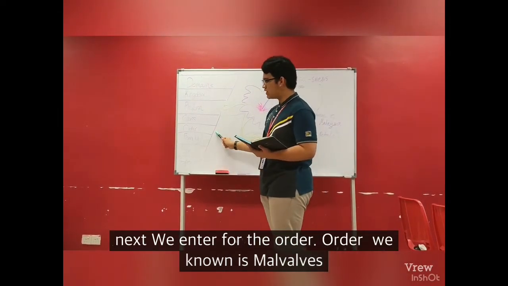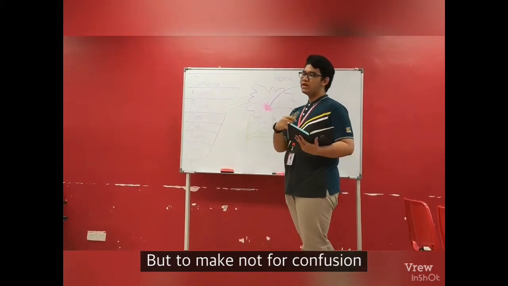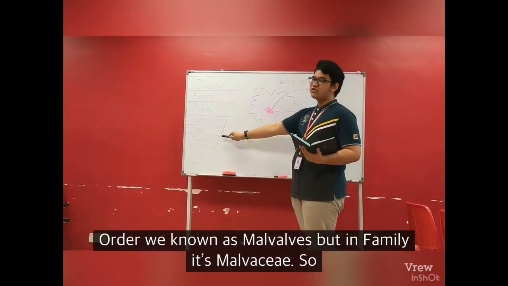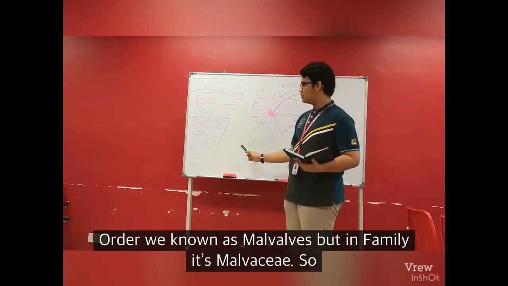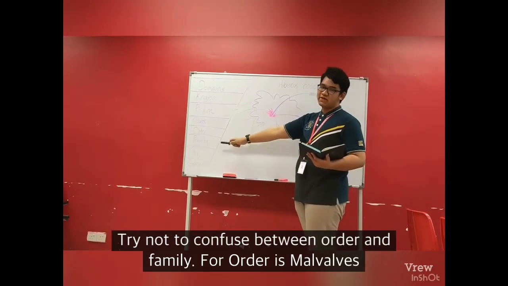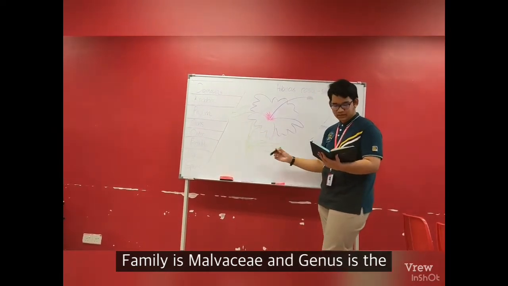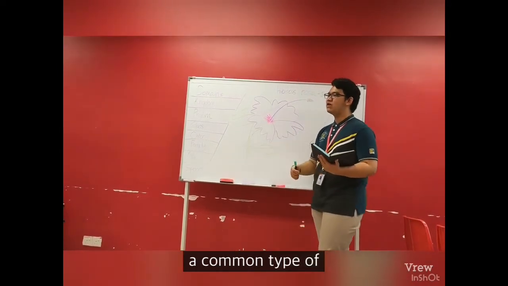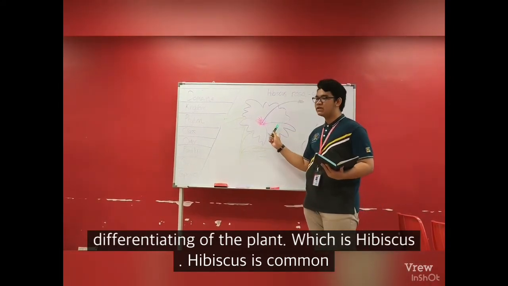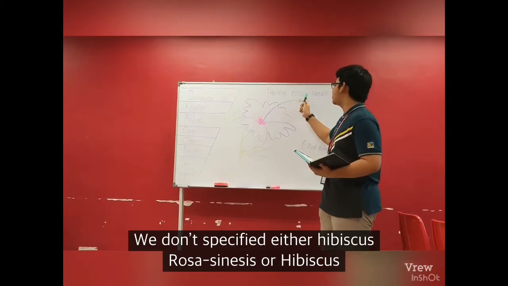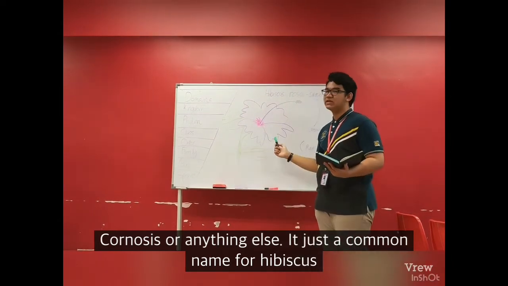Next, we enter the order. The order we know is Malvales. But to avoid confusion, the order is Malvales, but the family is Malvaceae. So try not to confuse the order and the family. For order, Malvales, and family is Malvaceae. And genus is the common way of differentiating a plant, which is Hibiscus. Hibiscus is common, where we don't specify whether it's Hibiscus rosa-sinensis or Hibiscus cannabinus or anything else. It's just the common name for hibiscus.